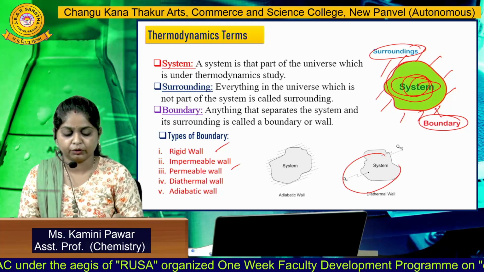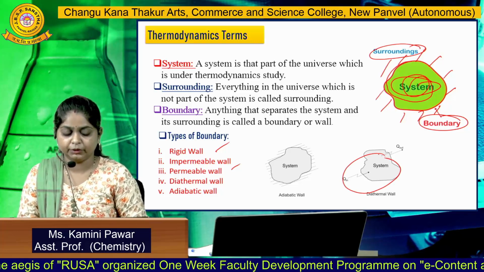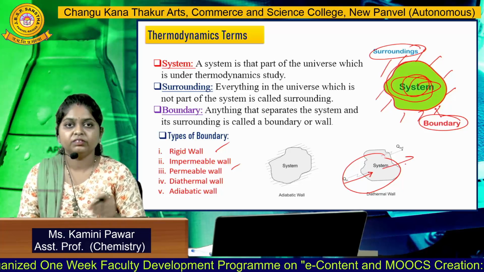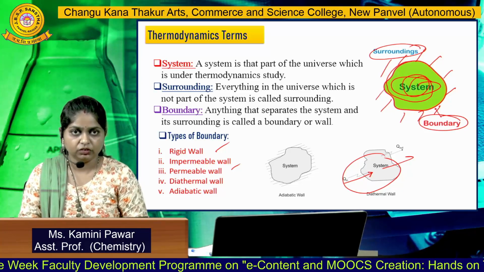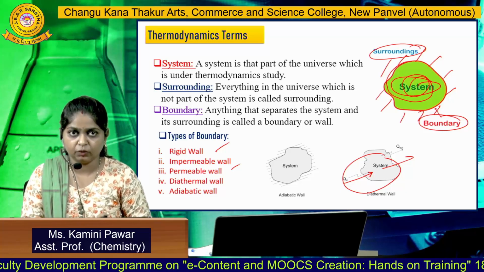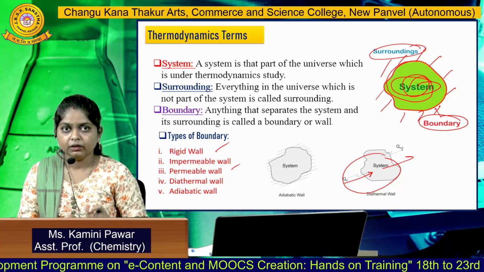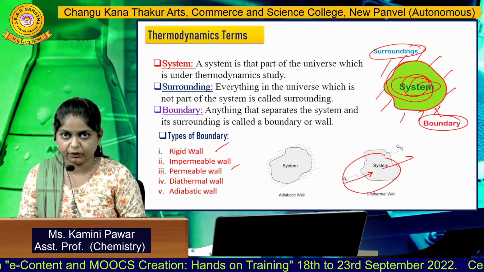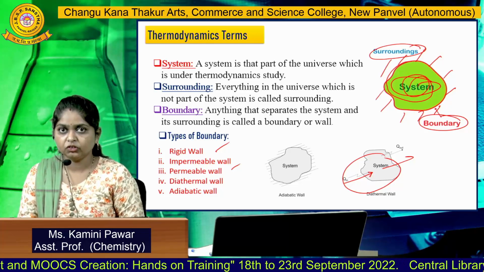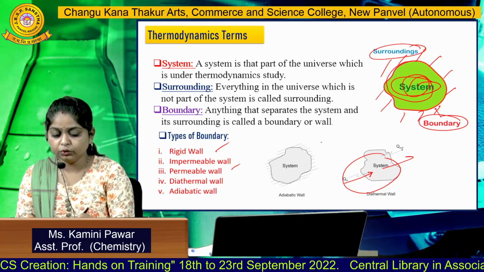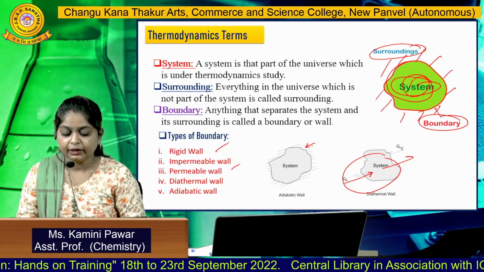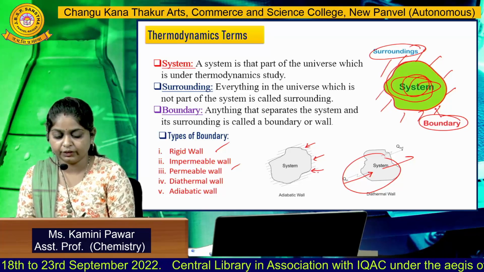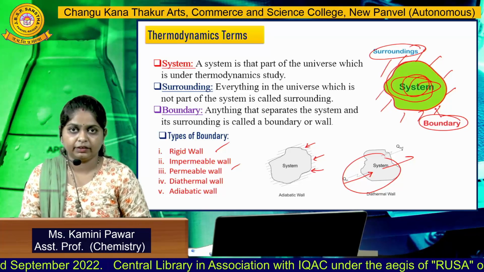You can see in this figure of a diathermal wall, the transfer of heat can easily take place from system to surrounding and surrounding to system. So a diathermal wall transfers heat from system to surrounding and surrounding to system. Then we have the adiabatic wall, which does not allow the transfer of heat in the system. That means in an adiabatic wall, no transfer of heat takes place inside a system. This is known as adiabatic.